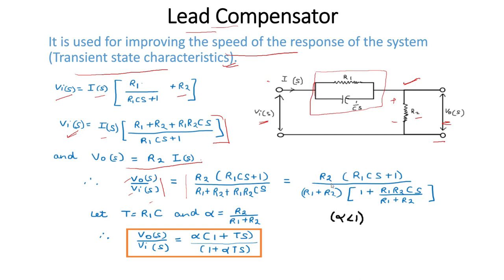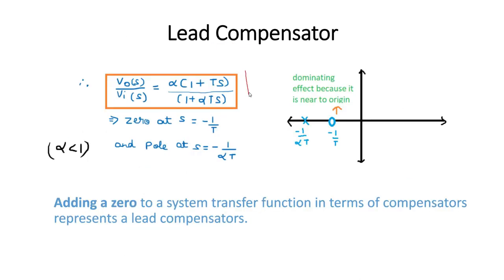And now here we make some adjustment by taking R1 plus R2 common here. So here we are making two new terms, T and alpha, where T is your time constant and it is equal to R1C, and alpha is R2 upon R1 plus R2. From here you can see that alpha is less than 1 for lead compensator. So in order to reduce its complexity, we have written output upon input is equal to alpha (1 plus Ts) upon (1 plus alpha Ts). So this is your basic transfer function for a lead compensator.